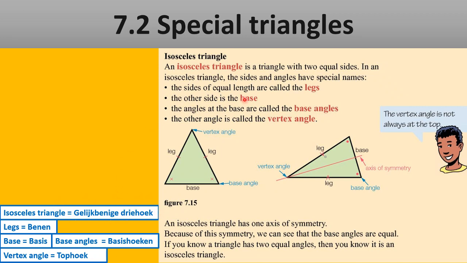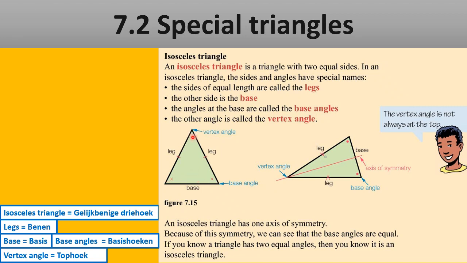Waarom benig? Well, if you take a look, in an isosceles triangle, the sides and angles have special names. The sides of equal length are called the legs, the benen. So in this example, those two lines have the same length, so they're called the legs of this isosceles triangle. The other one, which does not have the same length as the legs, is called the base or the basis. The angles there are called the base angles, right? The basishoeken, because they are at the base.